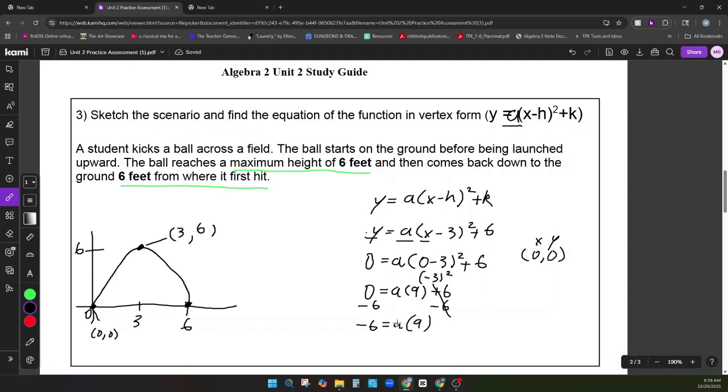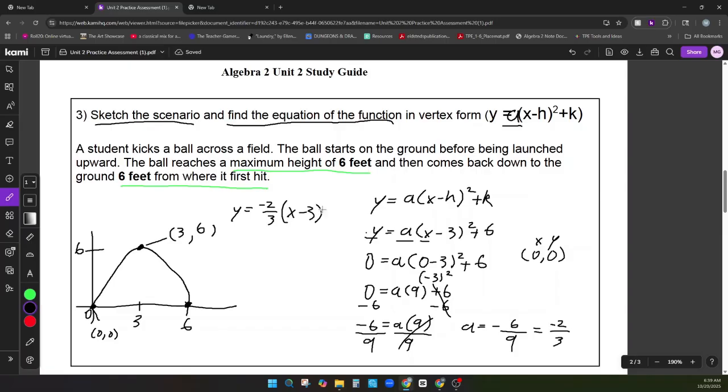In order for me to get rid of this 9, since it's a times 9, I must do the opposite and divide. That cancels, and I know that a is going to be equal to negative 6 over 9. You could leave it like this, or you could simplify to negative 2/3, but that is my a value. So I've sketched the scenario, but I still need to write the equation in full. Once you find that a value, you still need to plug it back in. So my final answer is going to be y is equal to negative 2 over 3, writing my a value instead of a, times (x minus 3) squared plus 6. That is my final answer.